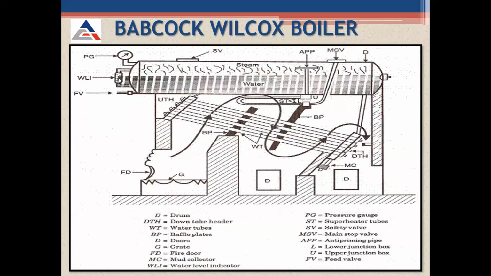And the water level indicator is to check the level of water inside this drum. Then the pressure gauge is there to check the pressure inside the drum. Feed water is there to feed the water inside the drum when required. Okay. So this is the main functioning process for the Babcock-Wilcox boiler.